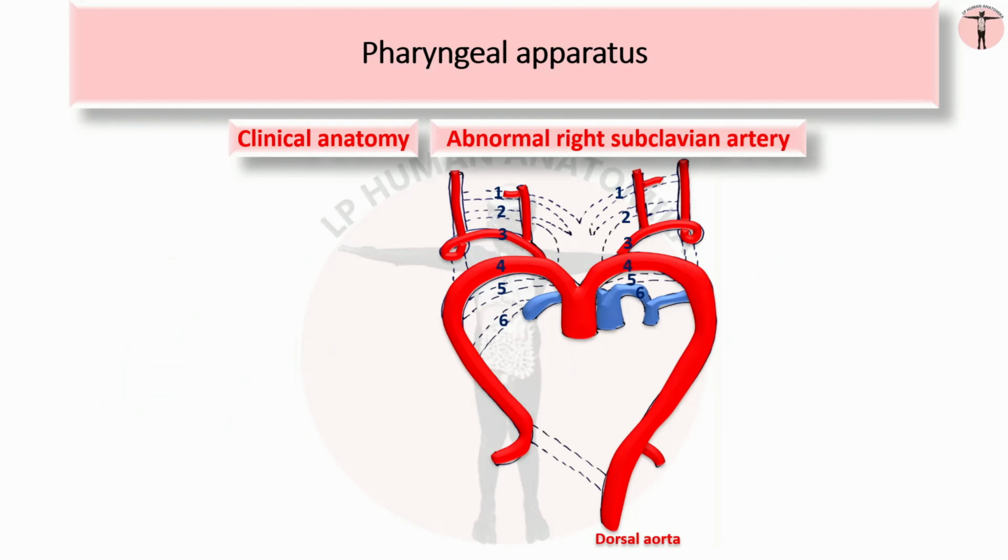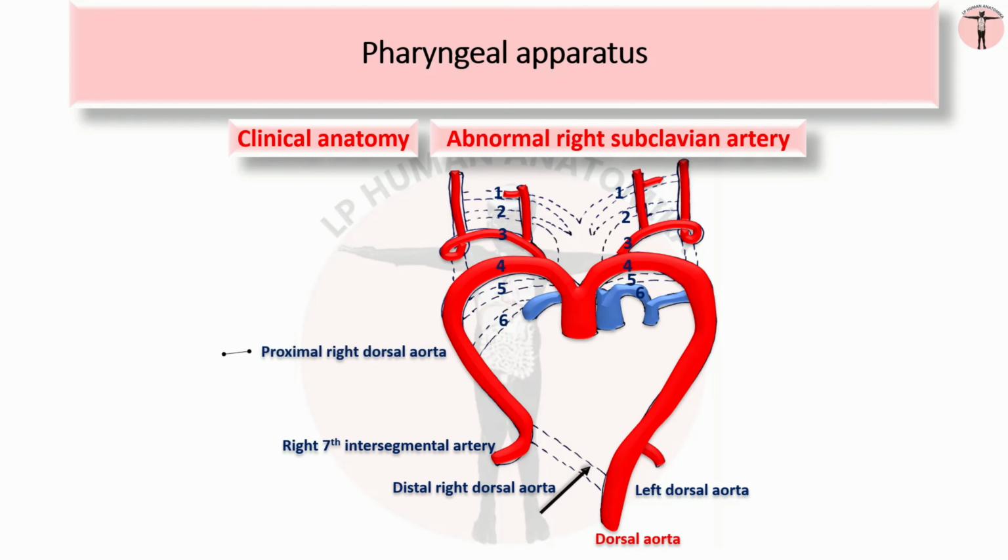Abnormal right subclavian artery. First, let us look into the normal development. The distal part of the right dorsal aorta between the 7th intersegmental artery and the junction of the left dorsal aorta obliterates. The proximal part of the right dorsal aorta along with the right 7th intersegmental artery and 4th right aortic arch forms the right subclavian artery. This is the normal development of the right subclavian artery.